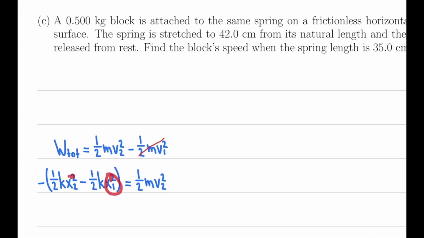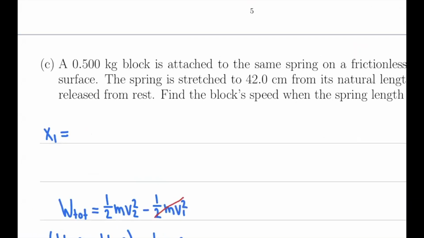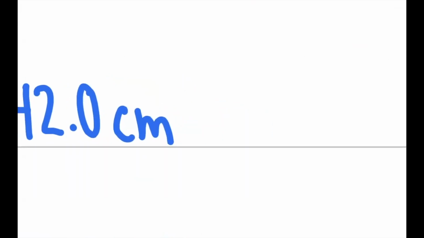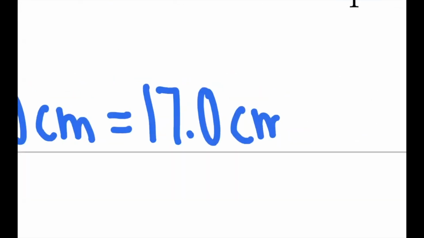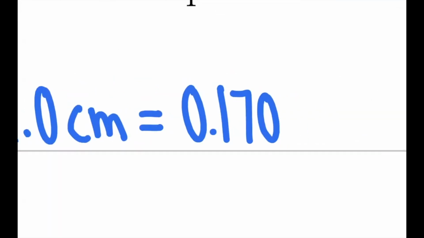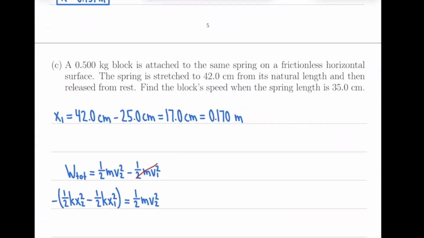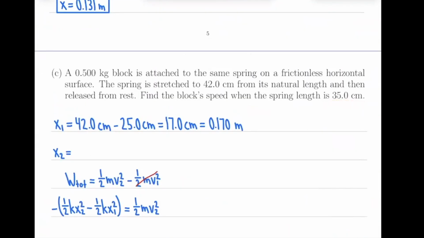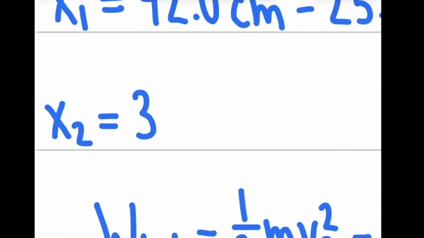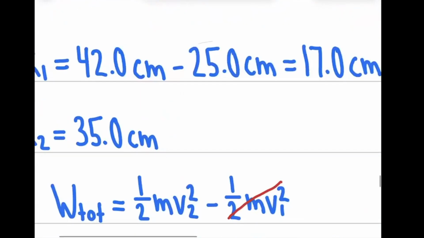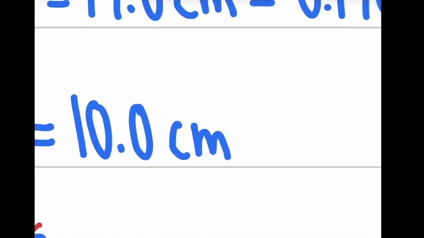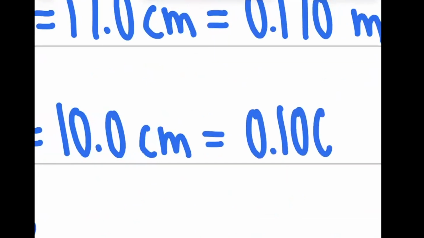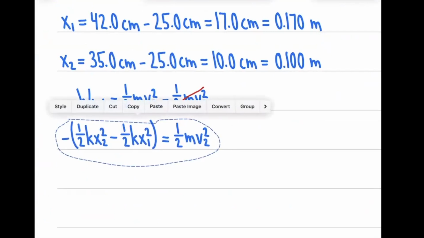So let's figure out what x1 and x2 are. So x1, it's stretched to 42 centimeters. The natural length, remember, is 25 centimeters. So if you subtract the two, you'll get that the displacement is 17 centimeters, which is 0.170 meters. That's x1. x2, we're looking at the displacement from 35 centimeters. So if you do 35 centimeters minus the natural length of 25 centimeters, you get 10 centimeters, which is 0.100 meters.